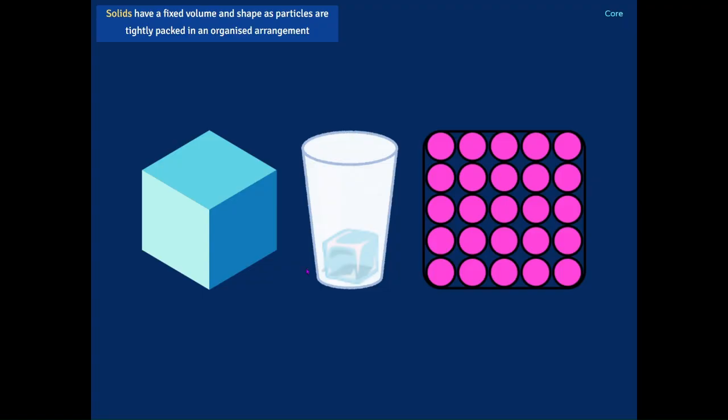So just to review, think about some of those examples. Solids: fixed volume, throw it in a cup. It will not change its shape. It will still take up the same amount of space. It is tightly packed and organized, right? It's not going to change. Maybe you can smash a solid, right? Apply enough force, you can change it, but if it's just sitting there, it's not going to change into something else.